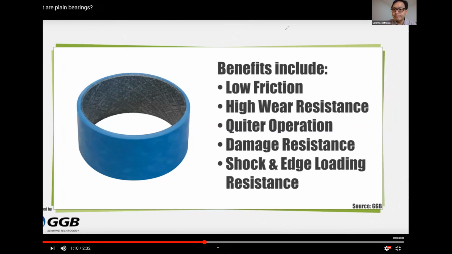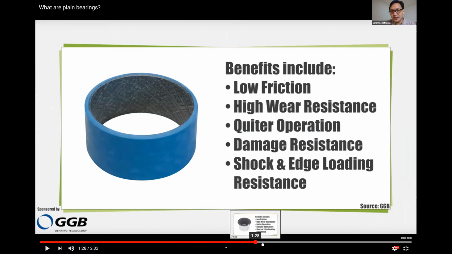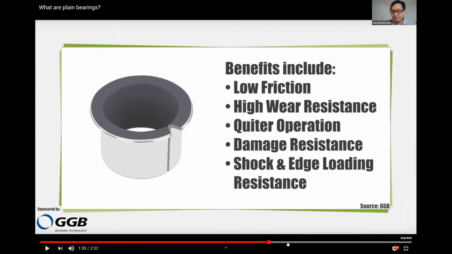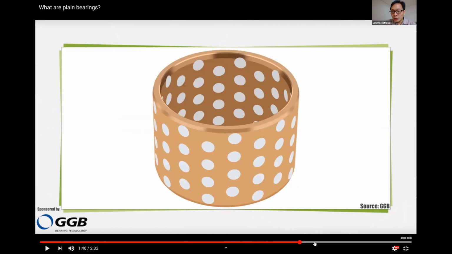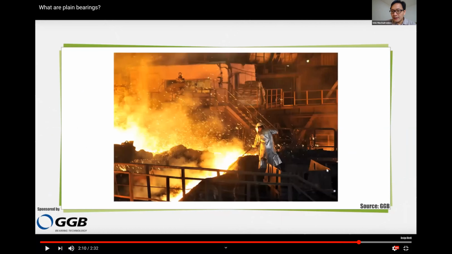Okay. But they are very good. Not good in high speed though. As you will see, there is a speed limitation. Okay. I will show you another contrast.